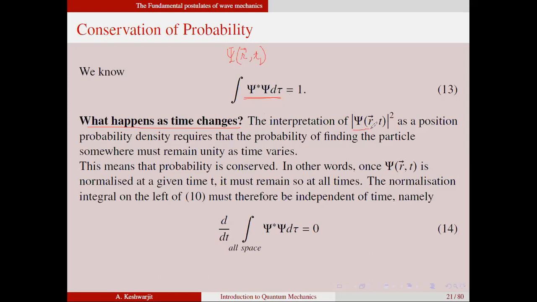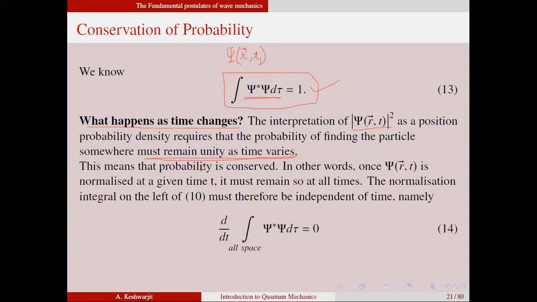The interpretation of mod psi square as a position probability density requires that the probability of finding the particle somewhere must remain unity as time varies, because we know that the total probability should always be equal to 1. From the probabilistic interpretation of mod psi square, we require that once a wave function is normalized, it should remain normalized, because the total probability should always be equal to 1.